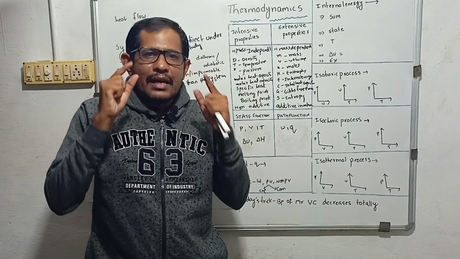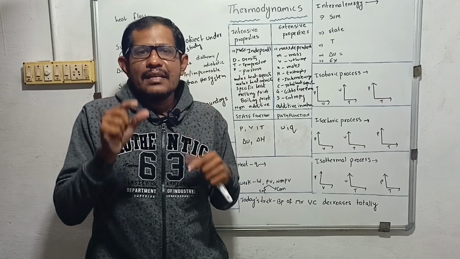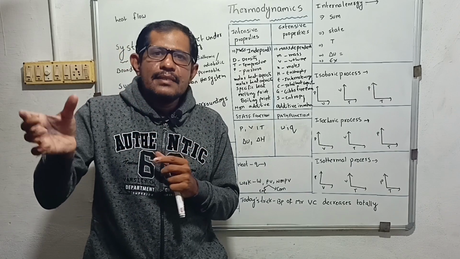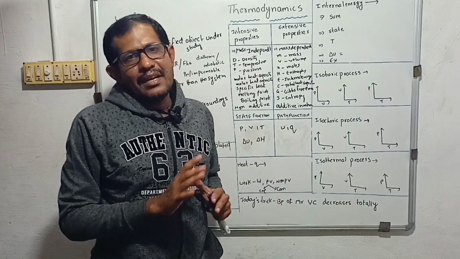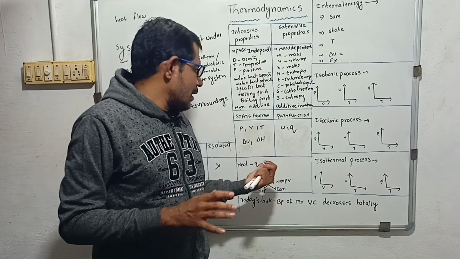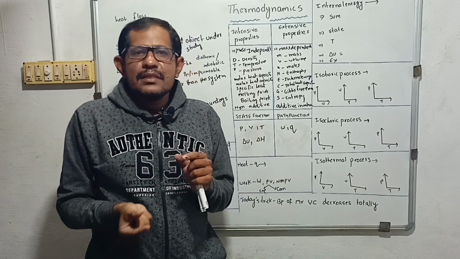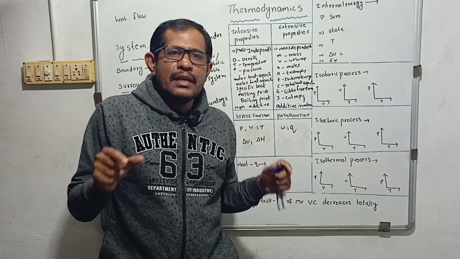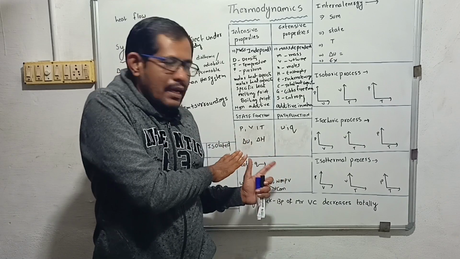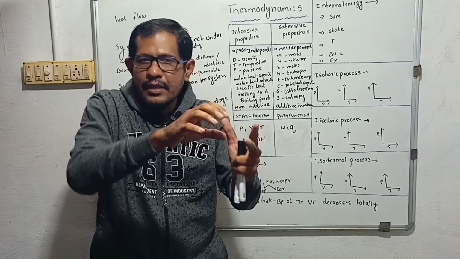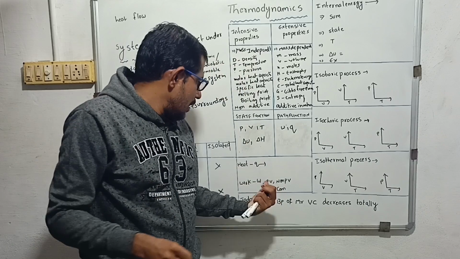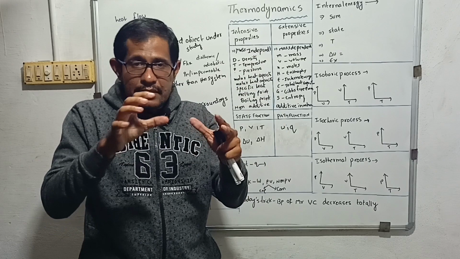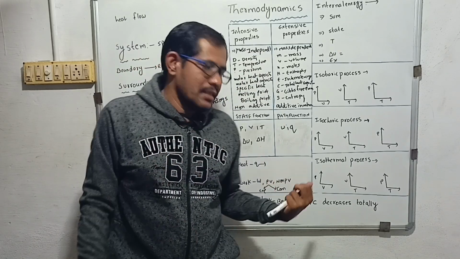Work is the energy happening against the external pressure, right? The energy against the external pressure is work. The energy passed due to the temperature change is heat, right? I am going to explain this heat and work in detail. Just now understand that heat is passed due to change in temperature, and work is the energy against the external pressure.